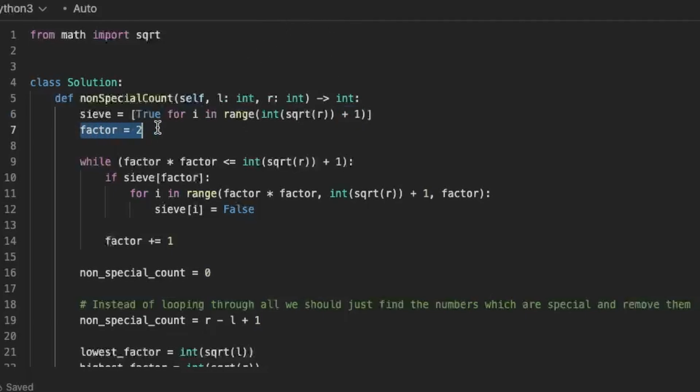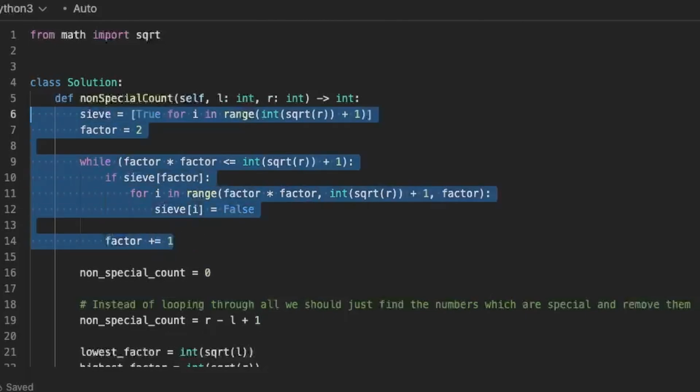Then we're going to start with our first factor, which is 2. And while the factor squared is less than this max value, we say, if it's a prime number, we're going to go through all of its multiples, and we're going to mark them as not prime. And then we're just going to increment our factor by 1. So this is the way we set up our sieve for each problem.